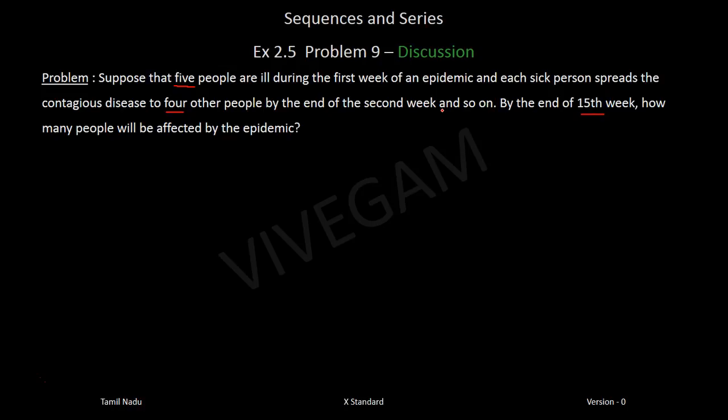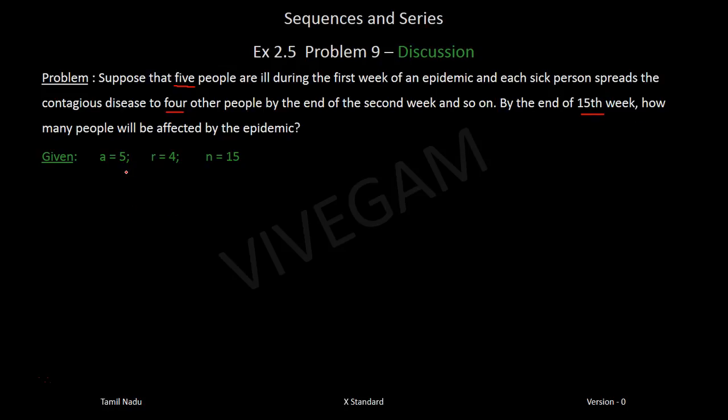So 5 people are there during the first week, and each sick person spreads the contagious disease to 4 other people by the end of the second week, and so on. So end of the first week is 5 people, end of the second week it will be 5 into 4, 20, and end of the third week will be 20 into 4, 80. So you can see this is a geometric series with a equal to 5, r equal to 4, and you are asked to find the end of the 15th week, n equal to 15.